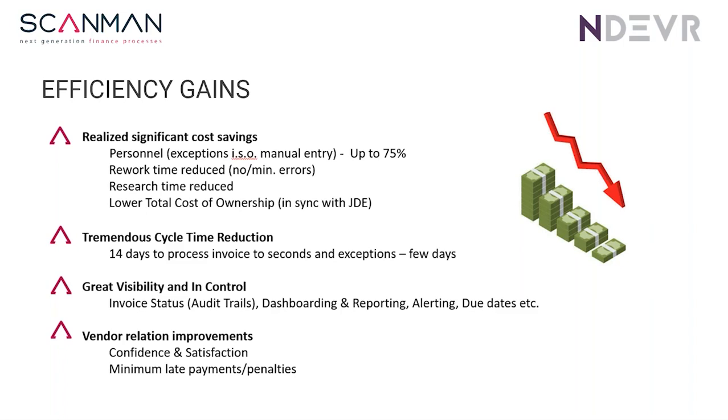Of course, cycle time reductions. In our customer base, on average, we saw 14 days, and now you're talking about seconds, minutes, and if it's exceptions, well, maybe a few days. So it's a completely different ball game, having such a solution in place. More visibility and control, like I said: all the trails, dashboarding, reporting. There's a lot of alerting also in the solution. Escalations can be automated. So there's more visibility and you're more in control of the process and also more in control of the exception handling process itself.